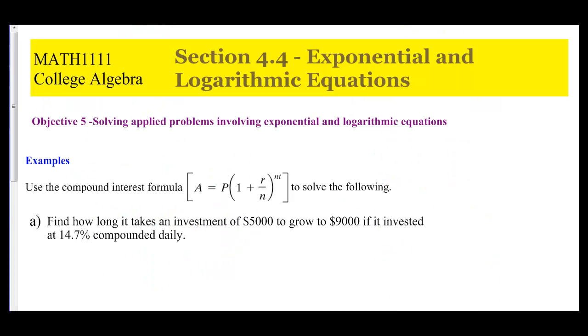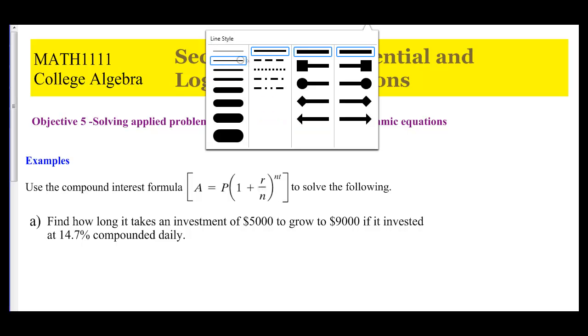Okay, let's talk about something everybody likes, and that is money. So the compound interest formula, A equals P times (1 plus r over n) to the nt, and we're going to use that to solve. There's a few things that we need to make a note of.